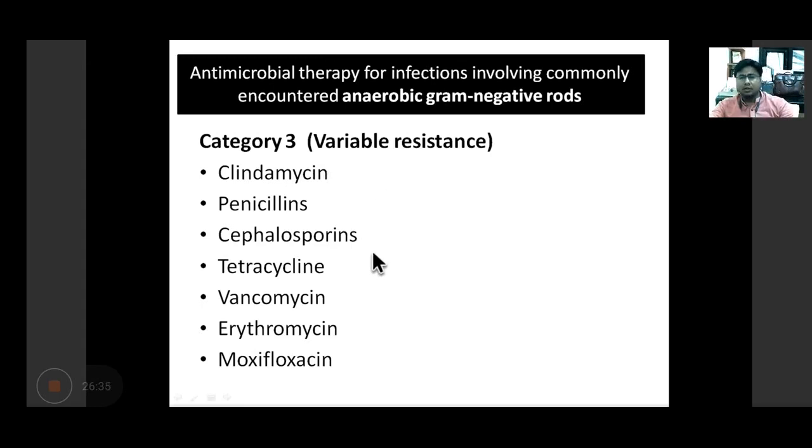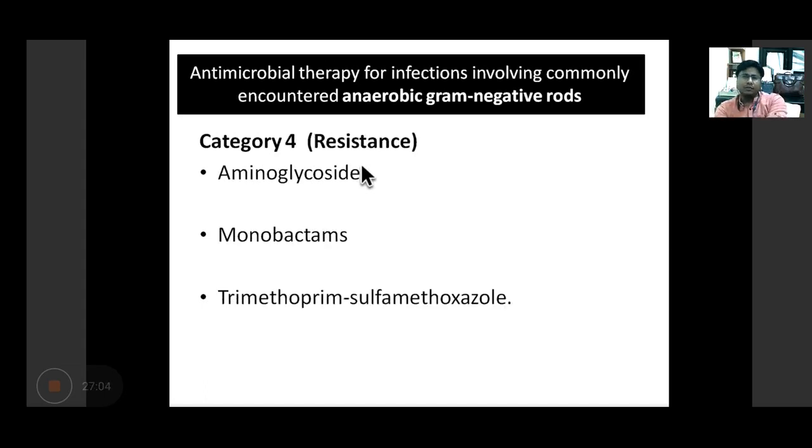So just remember the names of the drugs which can be used, and you will find almost all the drug groups have a little bit of anaerobic property also, like penicillins and cephalosporins from cell wall synthesis inhibitors, then tetracycline, a broad spectrum antibiotic, again chloramphenicol is also there, and vancomycin, a cell wall synthesis inhibitor, erythromycin, a macrolide, moxifloxacin, a fluoroquinolone. So almost all the groups of drugs have some drugs with antibacterial property against anaerobic gram-negative rods.